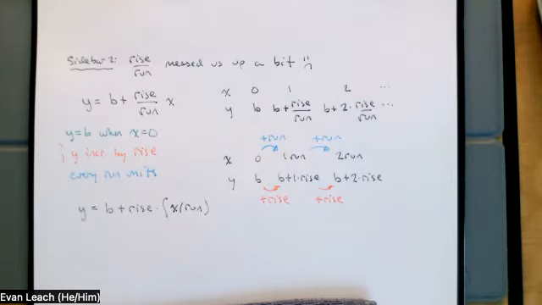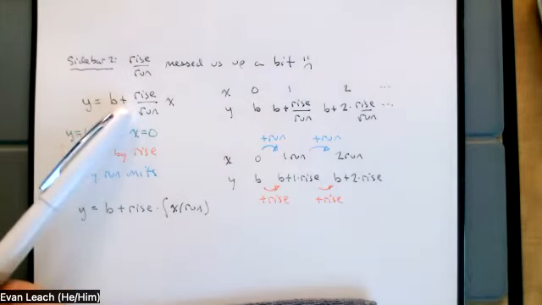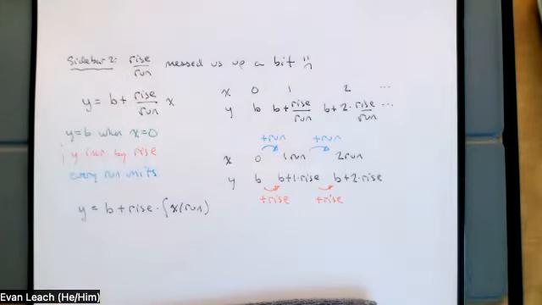Mechanically, I'm just playing with multiplication. Rise times 1 over the run times x. Those three factors are just being multiplied together. So I can multiply them in whatever order I want. So let's take x, divide it by the run first, then multiply the result by the rise. Nothing up my sleeves. Multiplication is commutative.